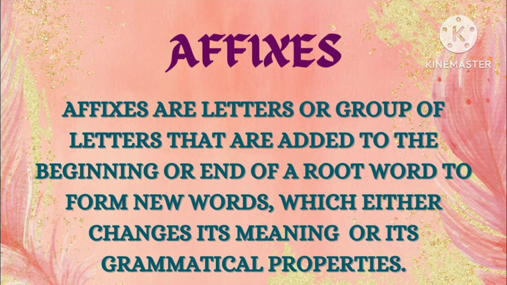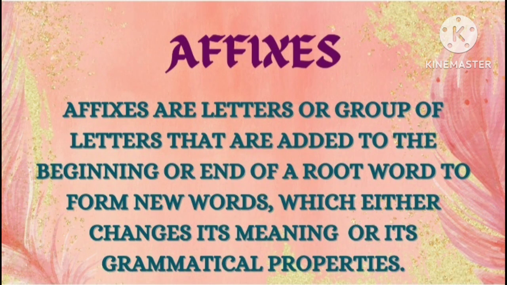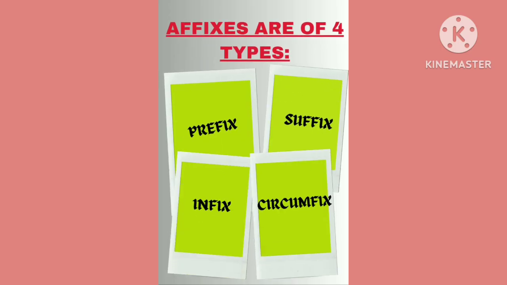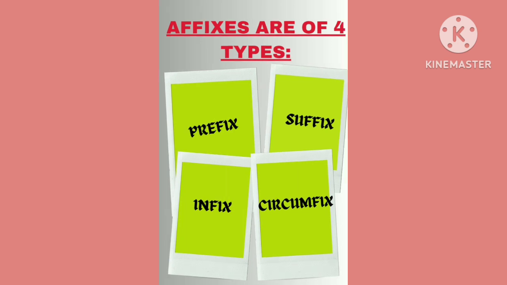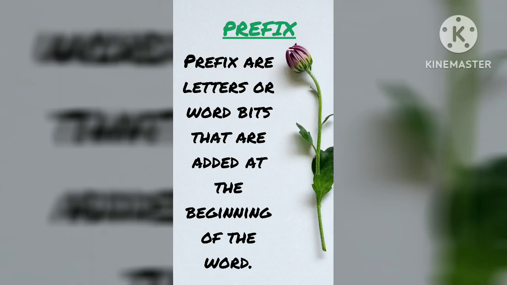Now you must be wondering what is an affix or affixes. Affixes are basically letters or group of letters that are added to the beginning or end of a root word to form new words, which either changes its meaning or its grammatical properties. Affixes are of four types: prefix, suffix, infix, and circumfix.